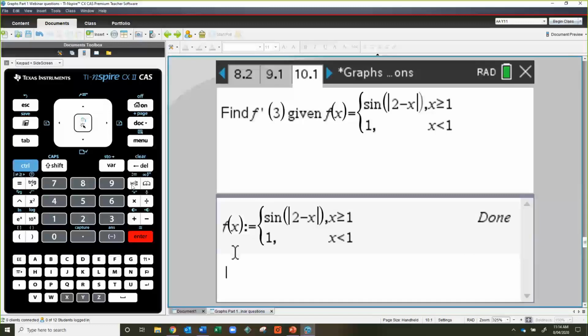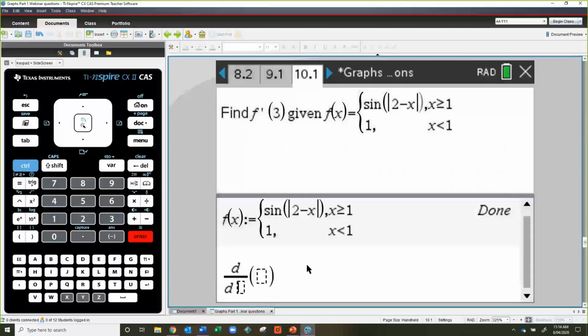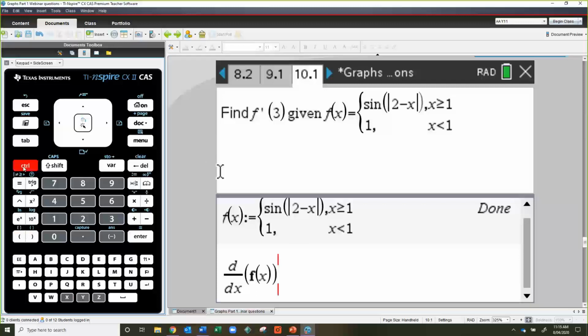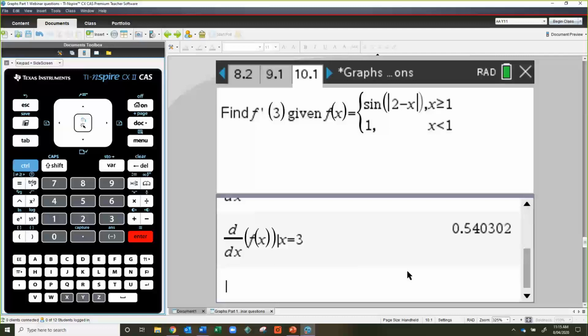So now, remembering that we want the derivative of x, and this is our f in x, where do we want it? We want it when x is equal to 3. And of course, we can have that as to some decimal places.